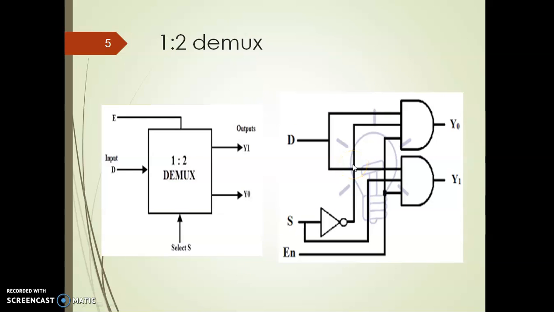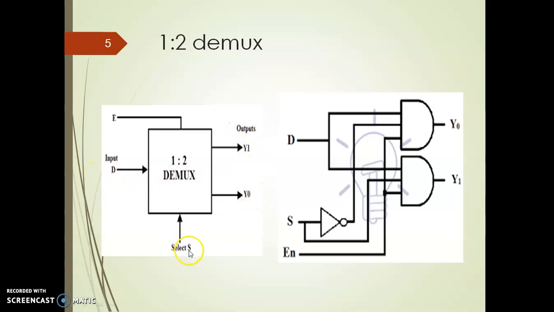So we'll see the first example. 1 to 2 demultiplexer. So here there is 1 input and 2 output lines. On the basis of that, the select line will be 1, or the control line will be 1. So 2 raised to 1 is equal to 2. So here there are 2 output lines.